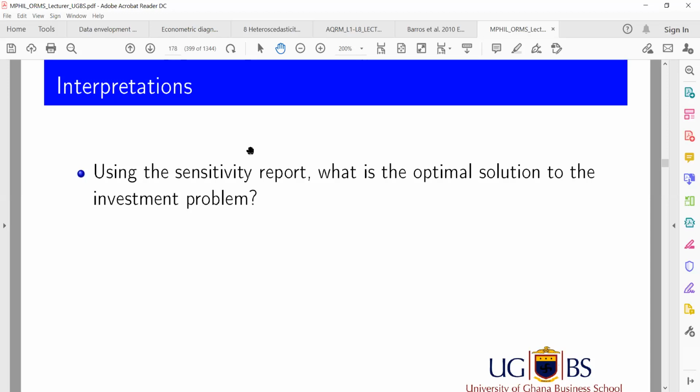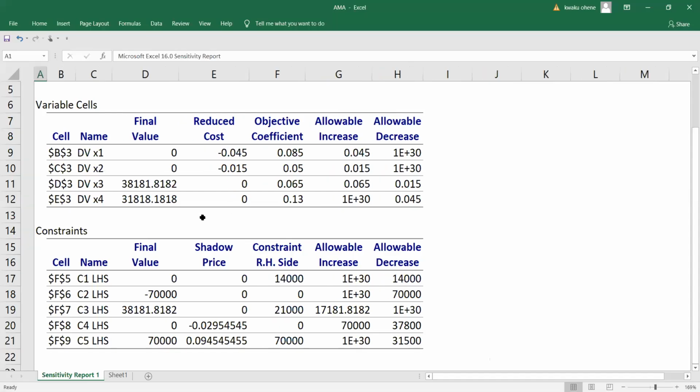And what we want to do now is to make sense of our sensitivity report. I want to first of all show you the sensitivity report. This is what we have. This is the entire sensitivity report we have. We're going to ask some questions and answer those questions right here.